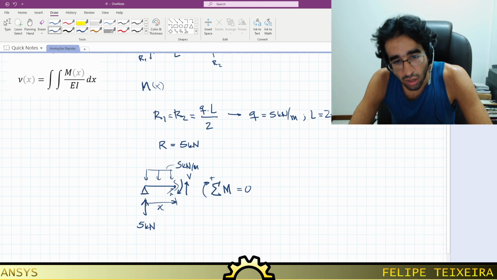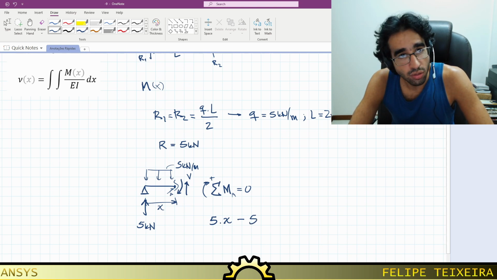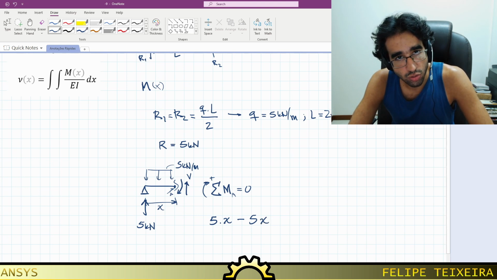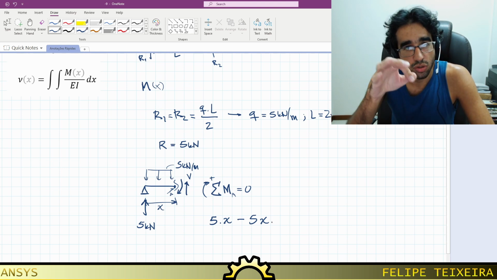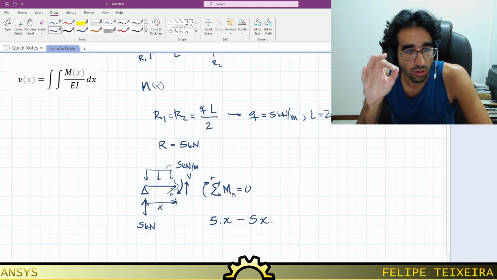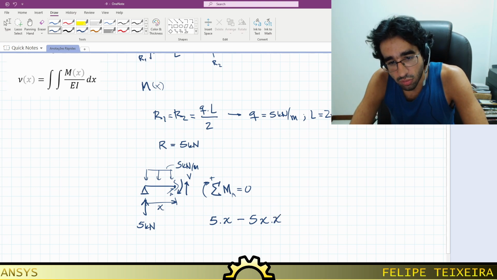So the bending moment at point A: the reaction, which is 5 kilonewtons, times the distance x, so force times distance is the bending moment, minus, because it's in the other direction, the 5 kilonewtons per meter of the distributed load, times x, which is the length over which the load is distributed in this fraction of the beam, times the distance from the center of application of this load to the point A. The point at which the equivalent force is going to be acting is going to be in the middle of the segment. So it's going to be x over 2.